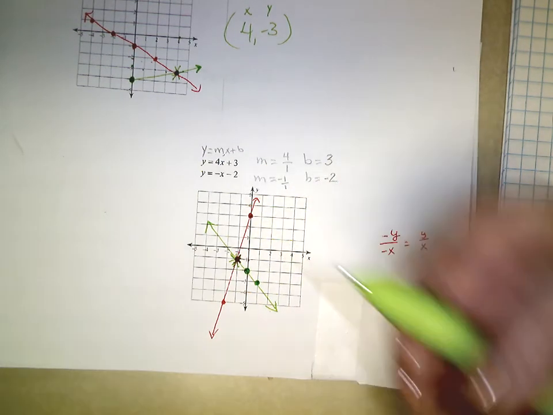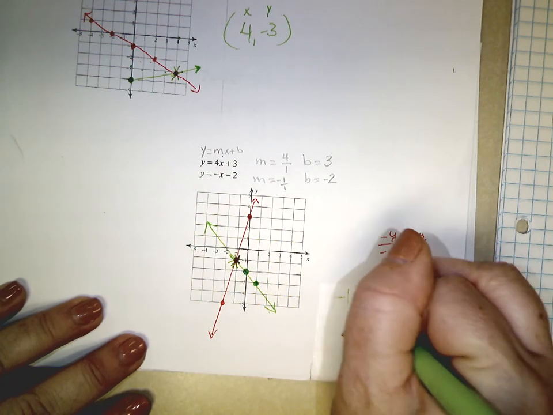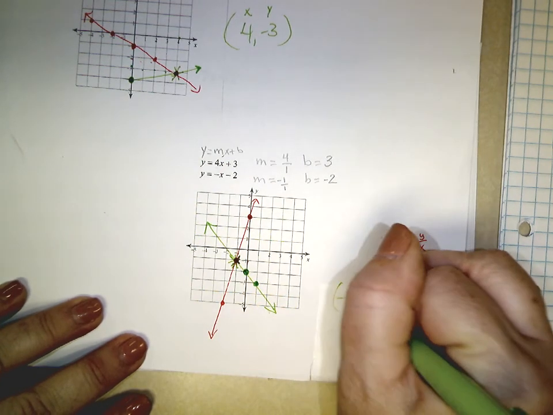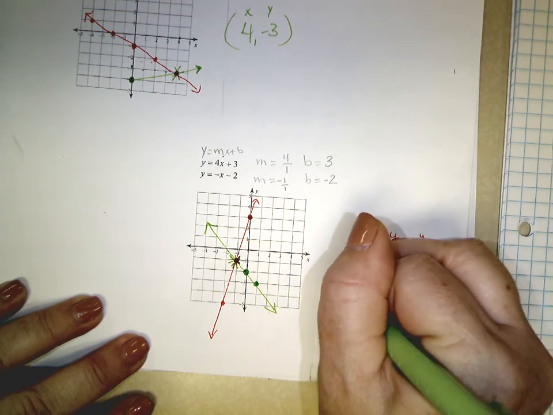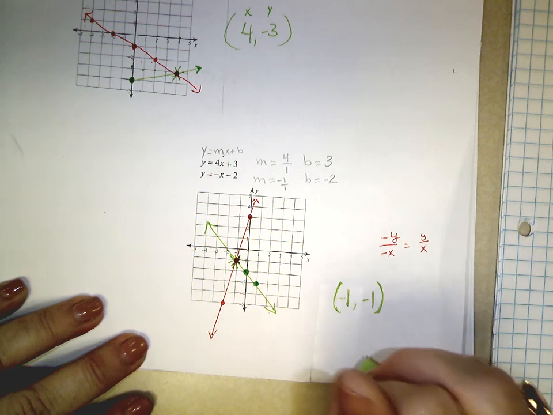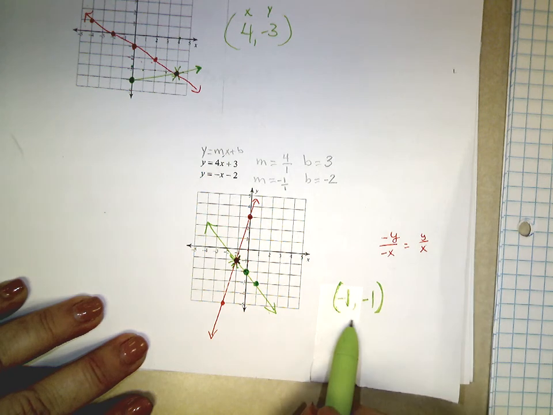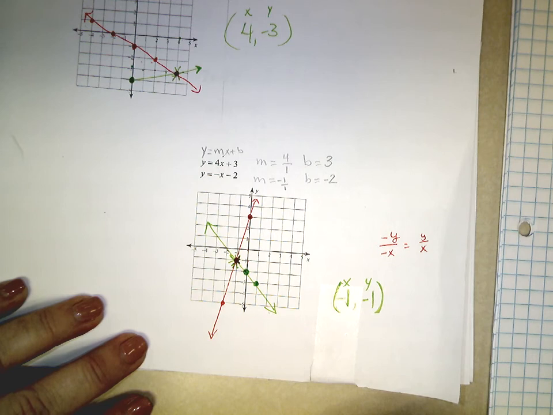So our solution in this problem is going to be negative 1, negative 1. Okay. I don't know if I'm running out of ink there. Surely not. So that would be our answer. Negative 1, comma, negative 1. There's our x value and our y value. That's the point of intersection.